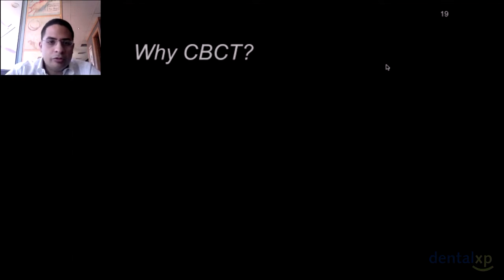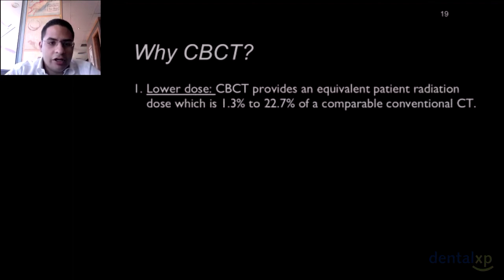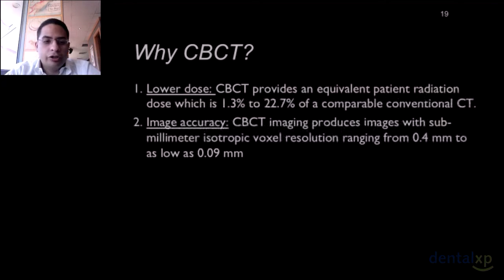Okay, so why cone beam CT? I think we can answer it by saying because it has a lower dose, because it provides an equivalent patient radiation dose which is about 1.3 to 22.7% of a comparable conventional CT, so it surely gives us a lower dose. Also, the image accuracy.